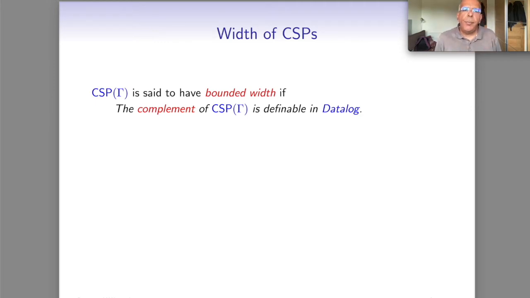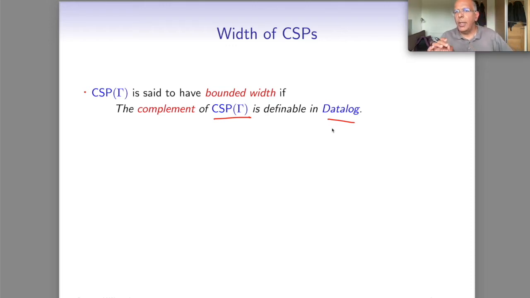Now, a constraint satisfaction problem is said to have bounded width. Take it as a definition. If the complement of this class is definable in Datalog. Now, this seems a bit strange, and I haven't told you what Datalog is, but I'll say it very briefly.